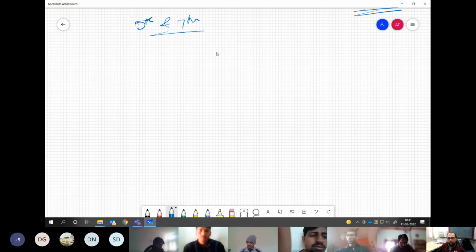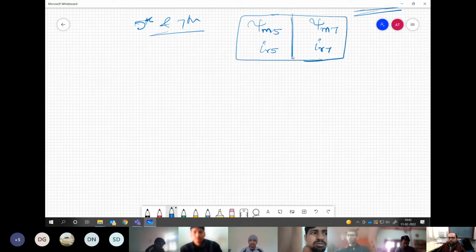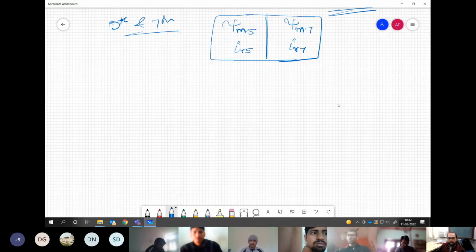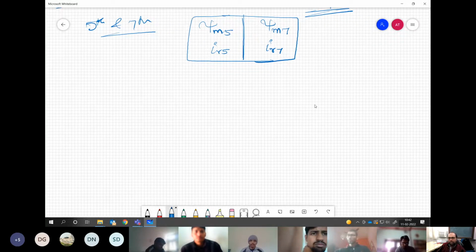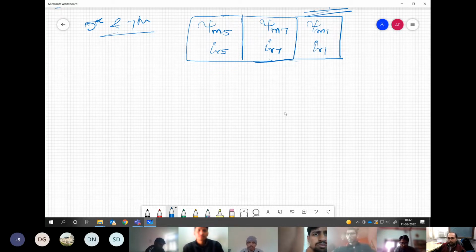And let us see how the flux, let's say the 5th flux is psi m5, 7th flux is psi m7, 5th rotor current is IR5, 7th rotor current is IR7. How these are interacting with the fundamental. So fundamental flux, which is psi m1, and fundamental rotor current IR1. How these are interacting with the flux and rotor current for the fundamental. And obviously we will see what happens as a result.